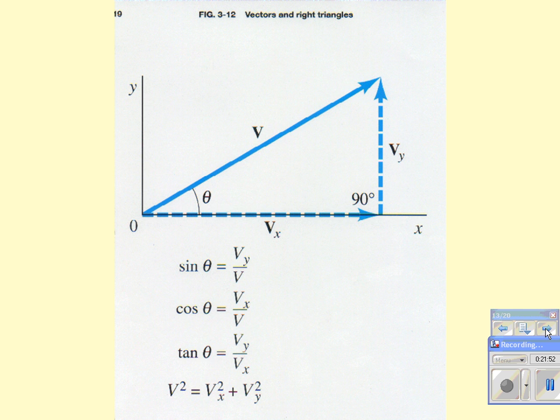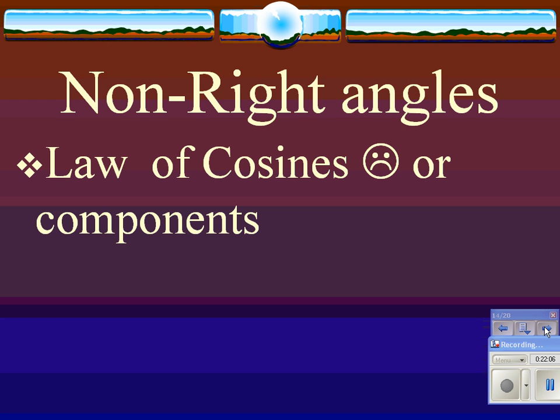Now, your vectors won't always be perpendicular to one another. Okay? Sometimes they won't be. And you can do some things to make them perpendicular and still use Pythagorean theorem and SOHCAHTOA, or you can also use the law of cosines. I used to be unhappy about the law of cosines. See, I put a little unhappy face there, but I'm getting rid of that because I think the law of cosines is awesome. Okay? All right?